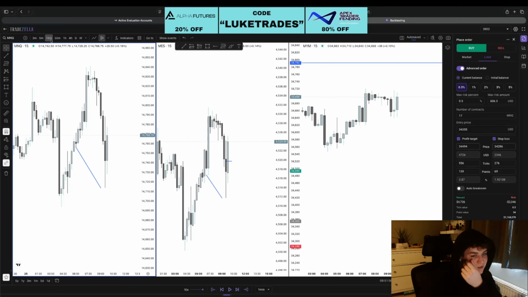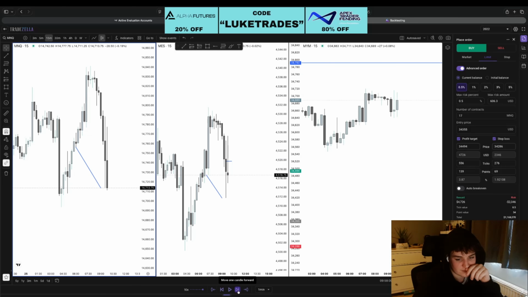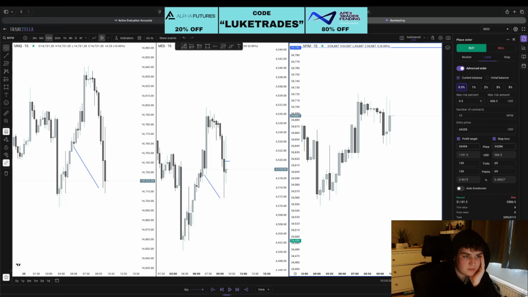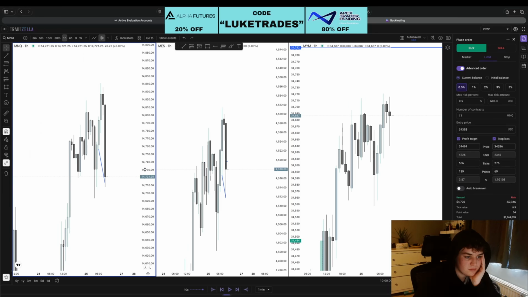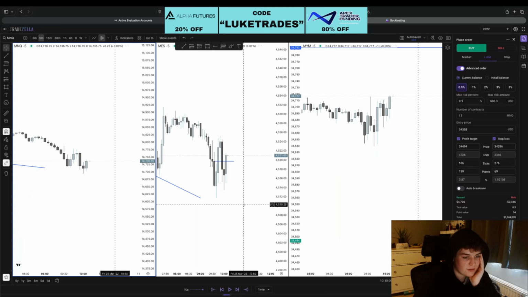What does the 15-minute tell me? Let's see if the 15-minute gives an entry. I'm watching that 15-minute OB right now. Holy, what a reversal. Let's see where price ends up. That is a huge reversal.